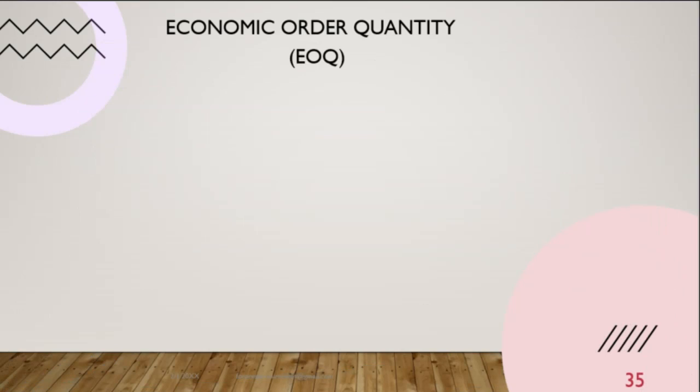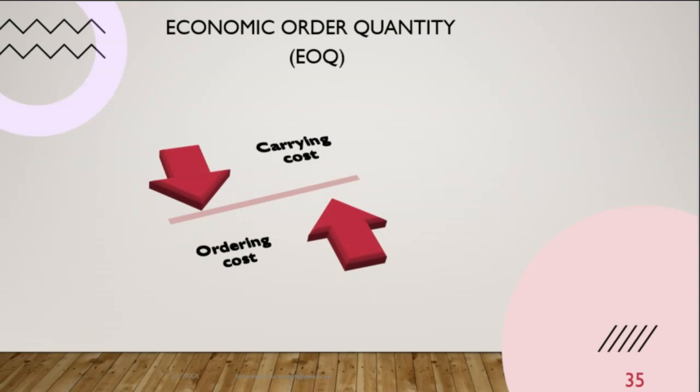EOQ, or economic order quantity. To have a solid background in understanding what EOQ is, we need to first understand the relationship between ordering cost and carrying cost. You can see from this diagram that ordering cost is coming down while carrying cost is going up. So that is the relationship. Carrying cost is going up, ordering cost is coming down. We would like to use a table to explain this relationship.